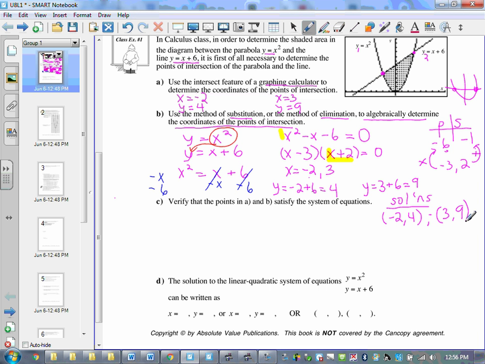Sydney. What page is this on? 501. Did you have to do all the work if you already knew? Because you already got the answers. Oh. So I'm just doing 2 methods. You're right, Sam. These are not different than what we did up here. Just a different method.